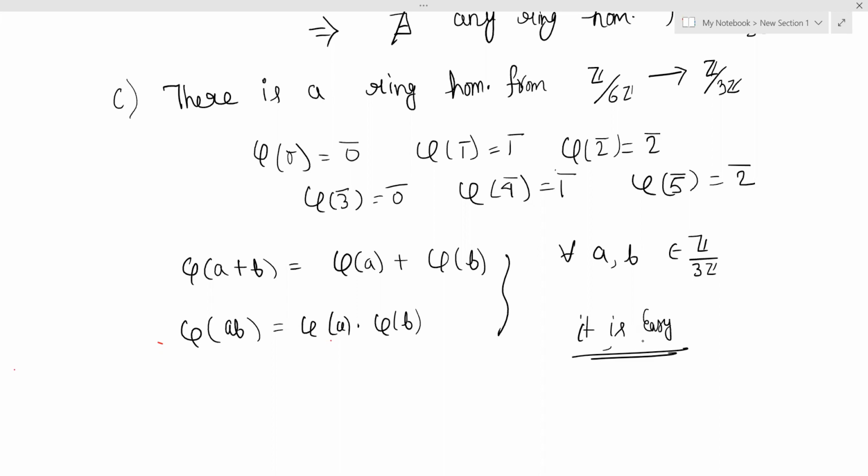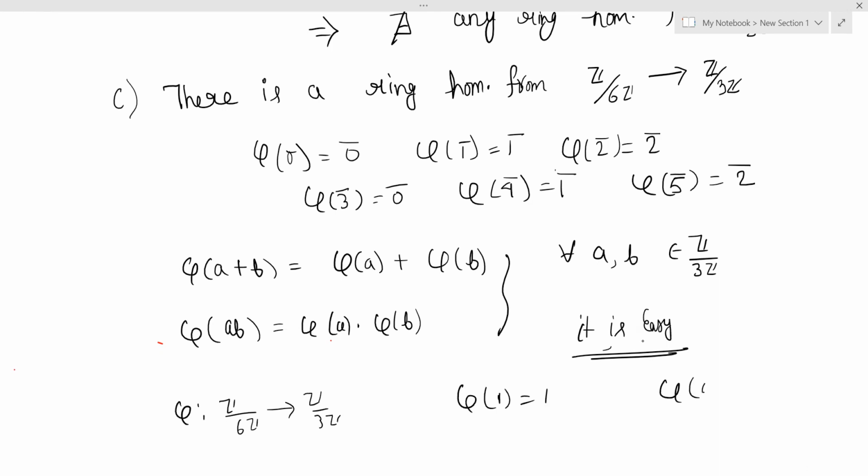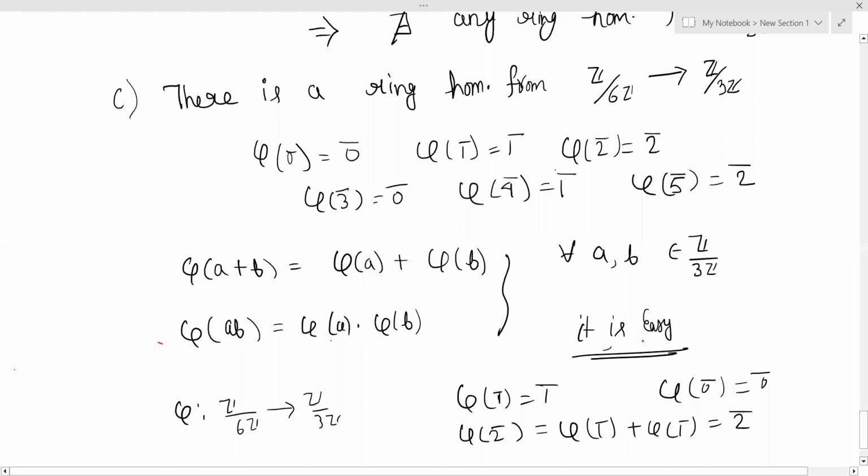Okay, let me suppose phi maps Z mod 6Z to Z mod 3Z. If there is a ring homomorphism, then what? Phi of 1 should always go to 1 by definition. Phi of 0 should go to 0. Now phi of 2 bar: 1 bar goes to 1 bar, 0 bar goes to 0 bar. Phi of 2 bar should be phi of 1 bar plus phi of 1 bar. This is 2 bar.